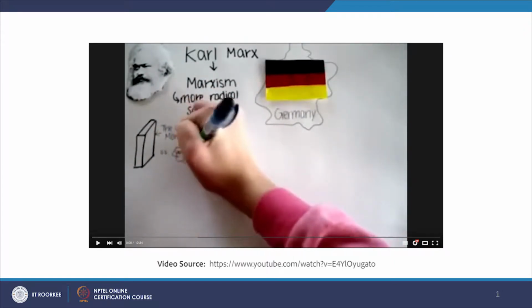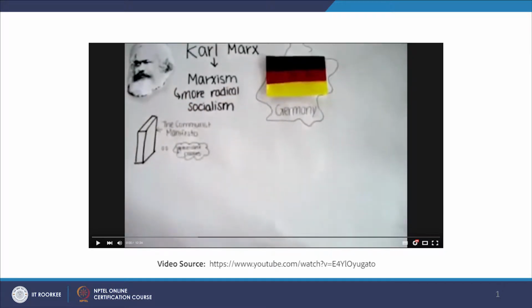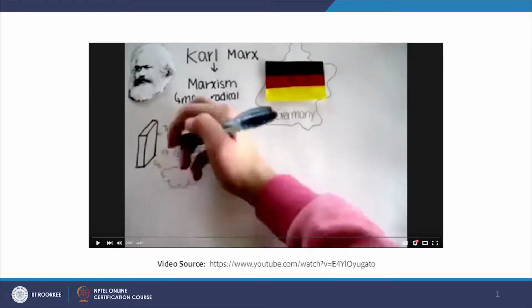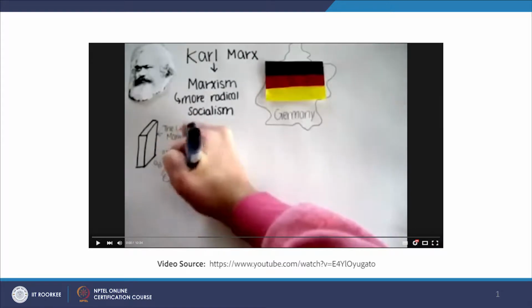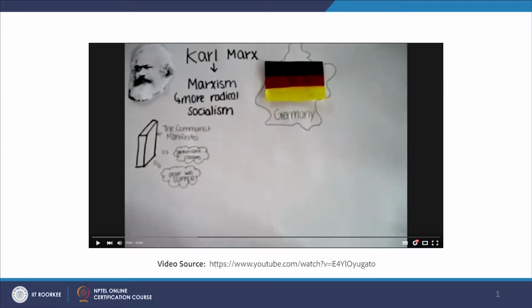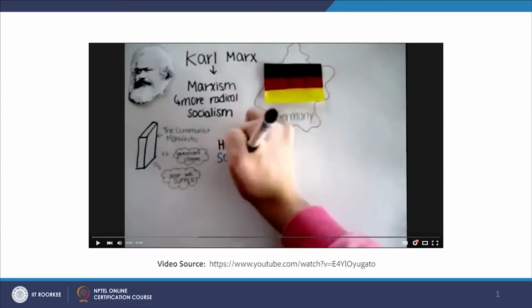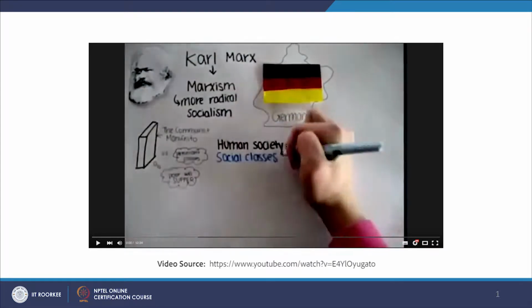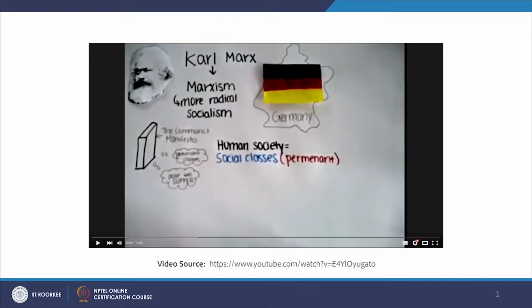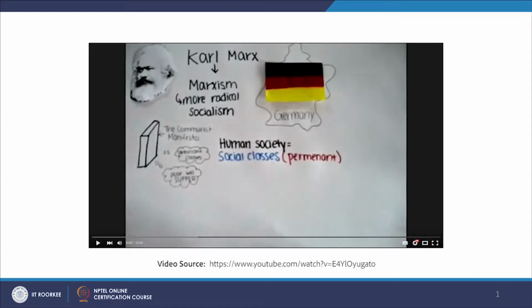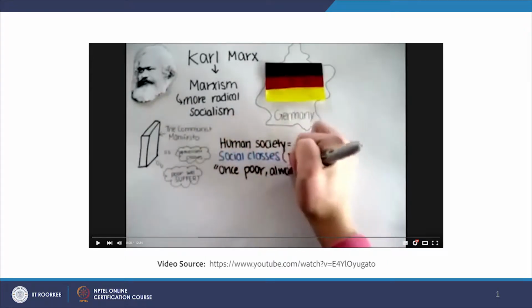In his book, he discussed the problems with permanent social classes, and he also discussed how the poor will suffer because they will always be poor. He thought that human society always has been and always will be divided into social classes, and that these social classes will be permanent. He thought that once poor, you will always be poor.